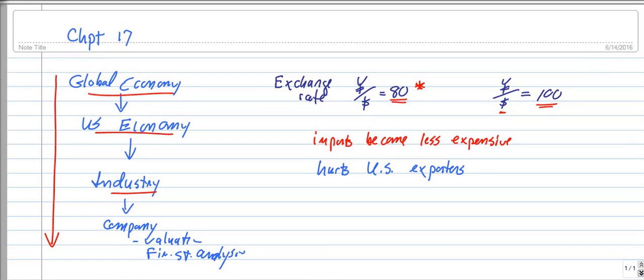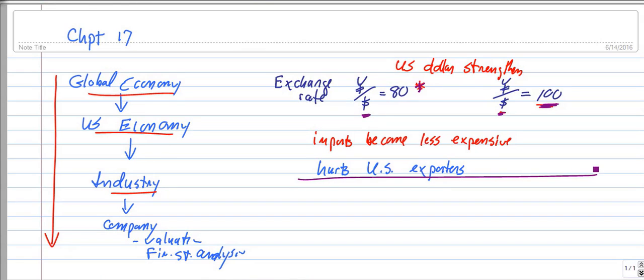So as the dollar strengthens, and that's what has happened here, I should have written that. This is the U.S. dollar strengthens. You can tell the U.S. dollar has strengthened because, remember, the exchange rate gives you the value of the currency that's in the denominator, which is dollar. So the dollar went from being worth 80 to 100. So that's the dollar strengthening. Imports become less expensive, hurts U.S. exports. We could reverse that.